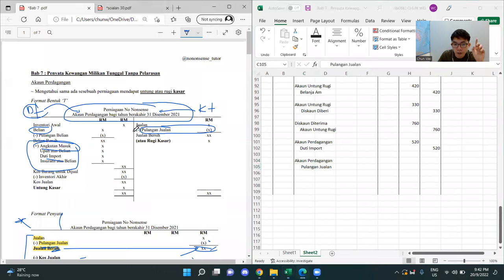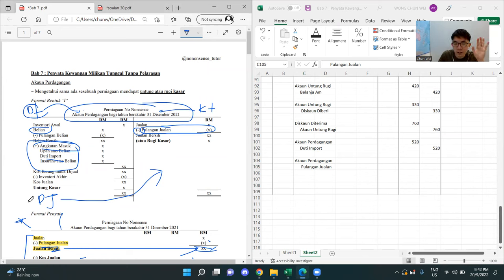That's why here there is a minus. Told you before, by right, pulangan jualan should be here. PJ, pulangan jualan should be on the debit side of your account perdagangan. Alright, so if it is on the debit side, that makes sense, right? So I debit my account perdagangan and then credit my pulangan jualan. When here in this account perdagangan, I want to minus my jualan because I want to see my jualan bersih. If I put here, pulangan jualan here, I cannot see what is my jualan bersih. You get what I mean? Because I want to straight away minus from my jualan. Therefore, I have to force it to come this side.